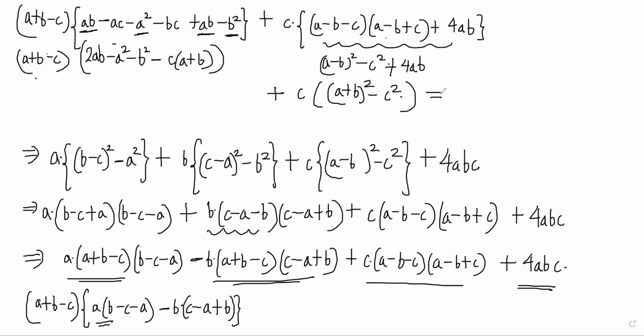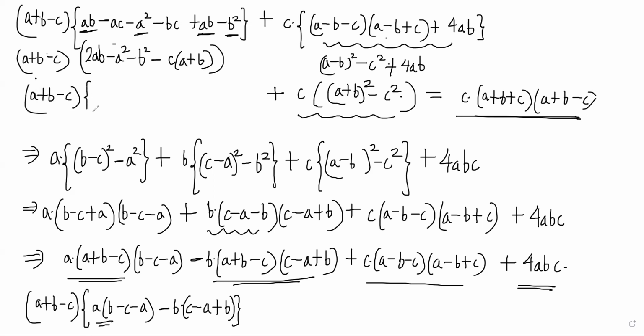So the second term here is becoming C times (A plus B plus C) and (A plus B minus C). And here you have A plus B minus C. And this term is minus of (A minus B) whole square minus C into (A plus B). And between the first term and the second term, I can take A plus B minus C common.